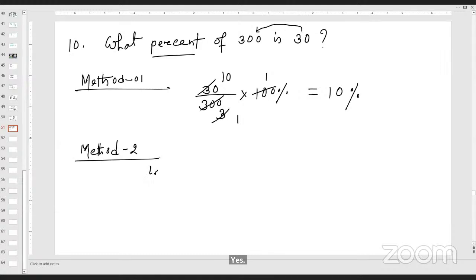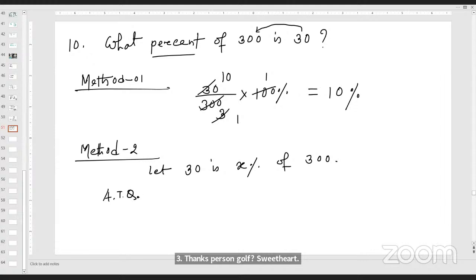Let 30 is x% of 300. X% of 300. Now, what you can write down is ATQ: x% of 300 is equal to 30, right?